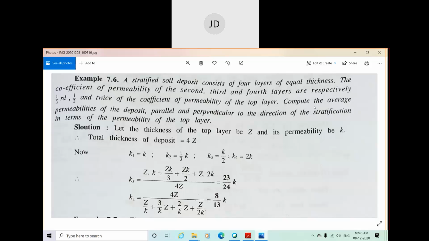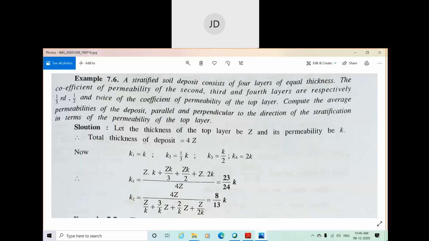Now you need to compute the average permeability of the deposit parallel and perpendicular to the direction of stratification in terms of the permeability of the top layer. That means you need to find the coefficient of permeability for both cases: flow parallel to the bedding plane, and flow perpendicular to the bedding plane. It's a very simple problem. It is given in the soil mechanics and foundation engineering book of B.C. Punmia, so you can also look at that problem.